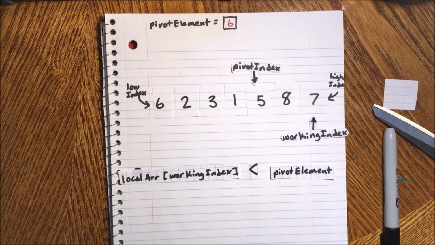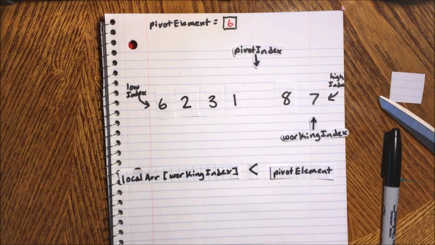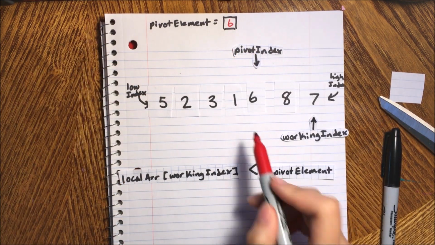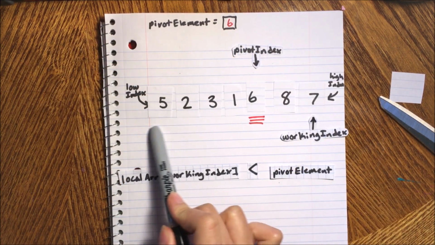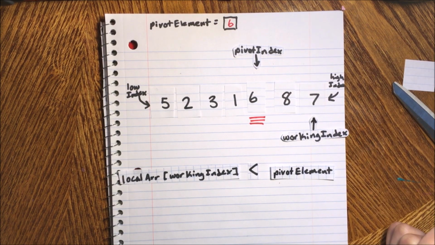Once the working index has incremented through the entire array, we need to swap the element at the low index with the element at the pivot index. Now the pivot index is properly sorted, and all the elements to the left are less than, while all the elements to the right are greater than.